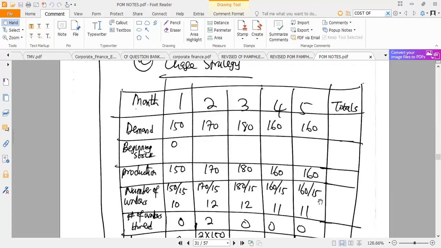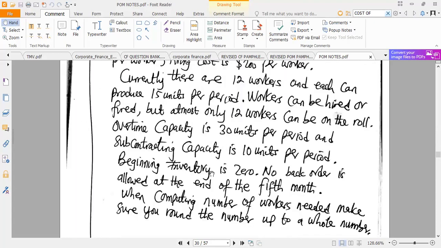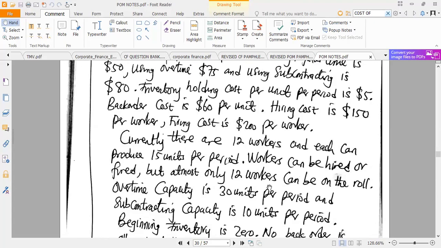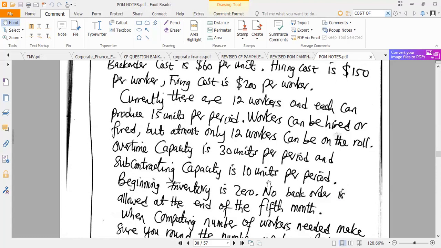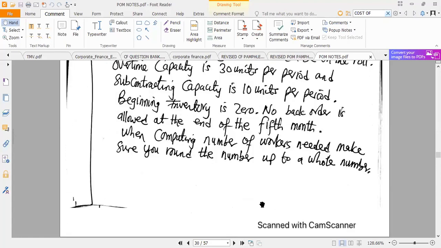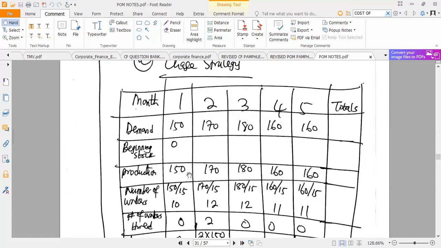That's our production. Now, number of workers, we are told that each worker from the question is able to produce 15 units per period. So since each worker is able to produce 15 units per period, and we have produced 150 units in the first month, we're dividing each of those productions by 15. So we're getting the number of workers: 10 for month 1, 12 for the second one, 12 for the third one, 11, and 11 for the fifth one.